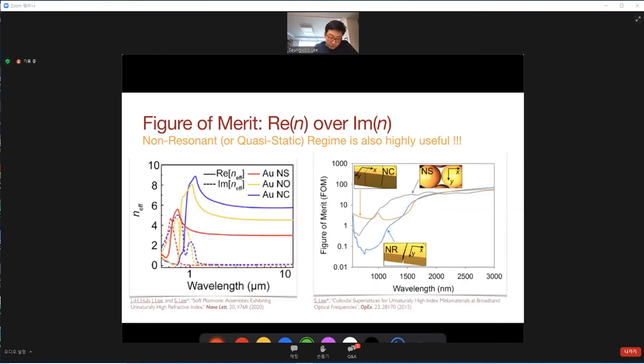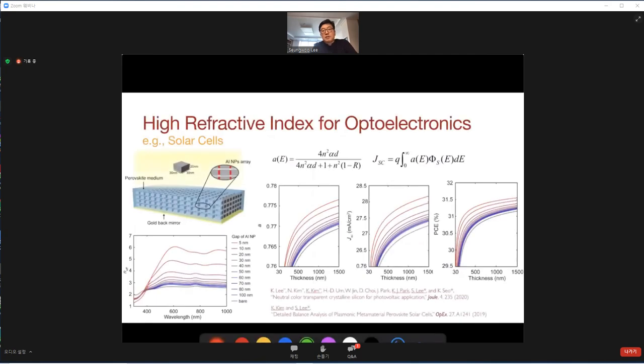So actually, at the resonant region, significant optical loss is inevitable, but at the off-resonant region, the accessible refractive index can still be higher than that of naturally occurring materials, while simultaneously we can expect negligible optical loss. As a result, we can still expect a high figure of merit, which is defined by the real refractive index over the imaginary counterpart.